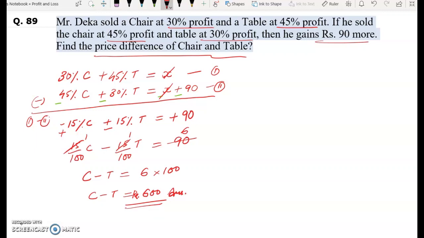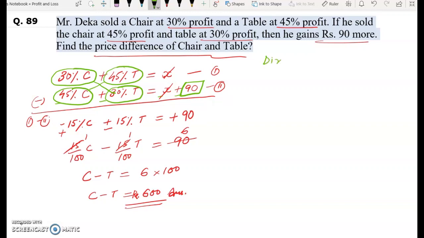Now this question can also be solved with a direct method. In order to use the direct method or the shortcut, the condition should be fulfilled. The condition should be the profit percent. Here the first profit percent is 30% of chair plus 45% of table. Now this profit should be interchanged in the second condition. So in the second condition we have 45% of chair and 30% of table, and the profit earned in the second condition is rupees 90 more. So in such type of condition we can use a shortcut direct method.